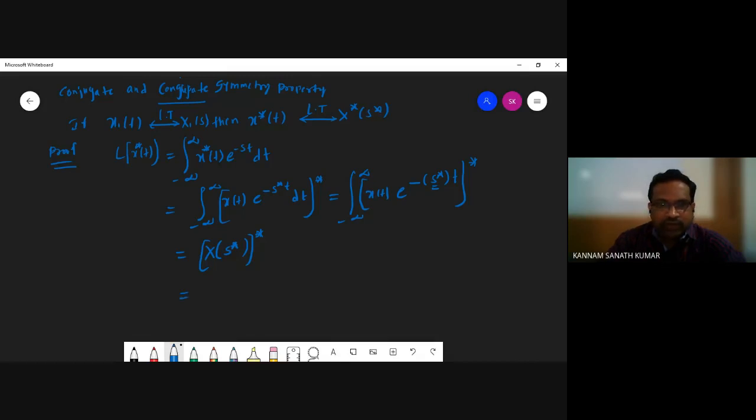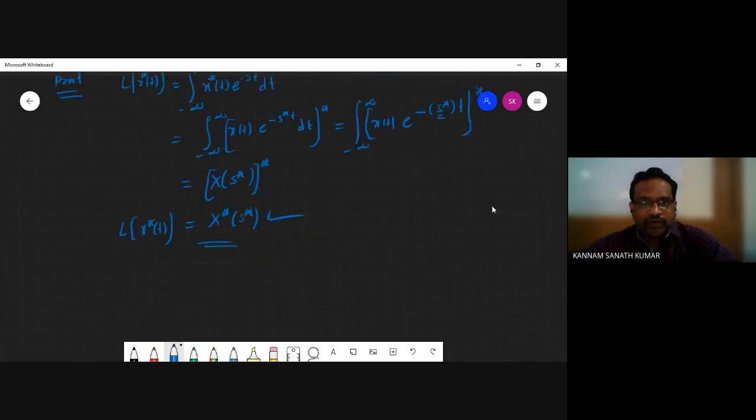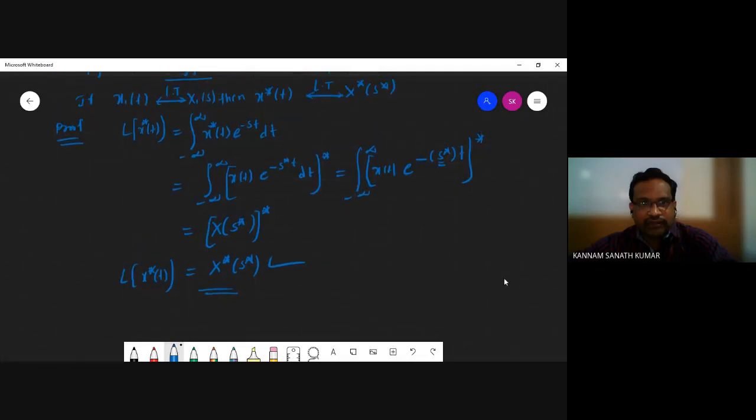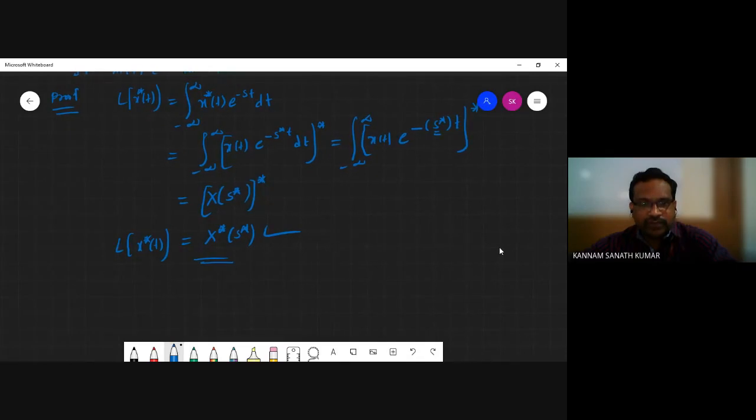So this is equal to, if you apply conjugate to x and to s, the Laplace transform of x star of t, the conjugate of x of t. So what you got is X conjugate and s star, s conjugate. This is how you can find the Laplace transform of the conjugate signal. Have you understood this property? That is the conjugate property.